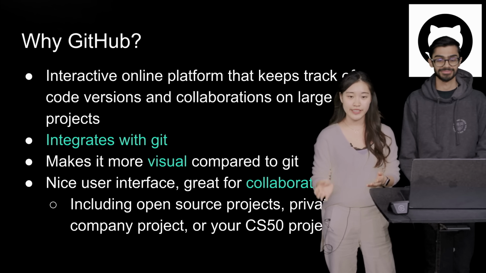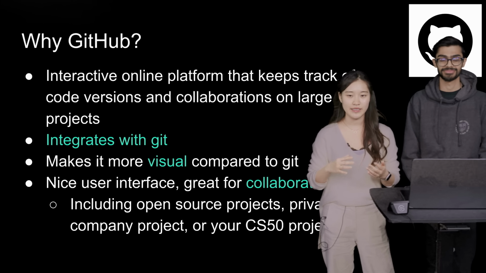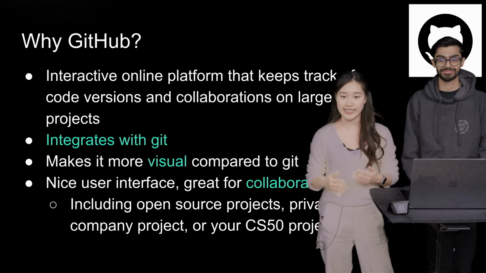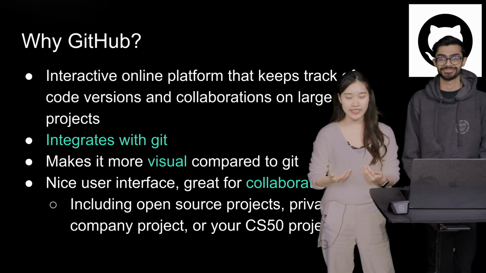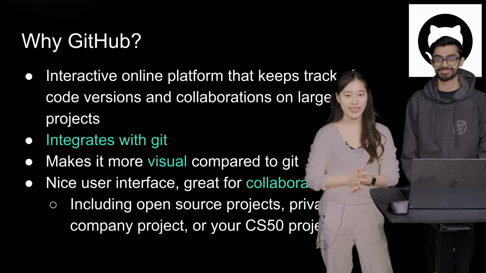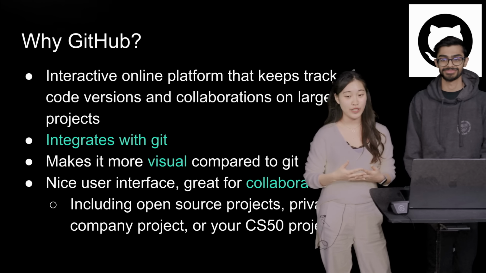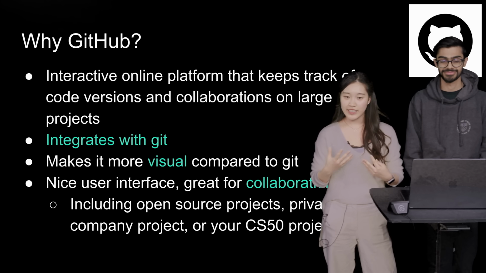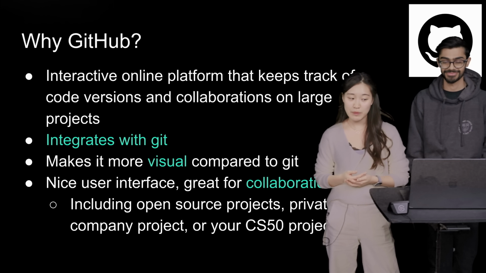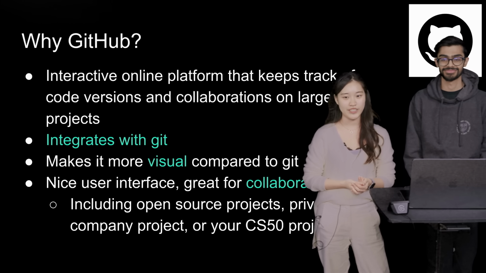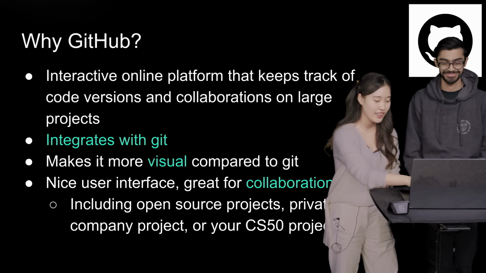Essentially, GitHub integrates with Git, but it is, in comparison, more visual and has a nice user interface, which makes it very easy for us coders to be able to use it. And as I mentioned, it is great for collaboration. So this includes open source projects, private company projects, or your CS50 final project that you'll be starting very soon.